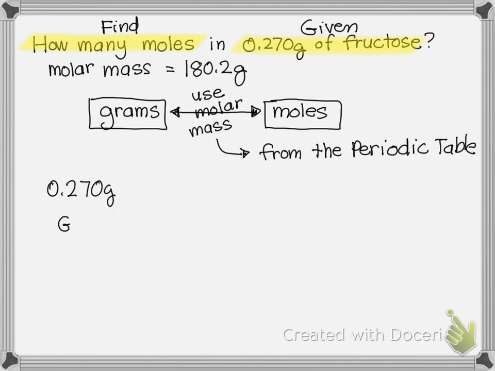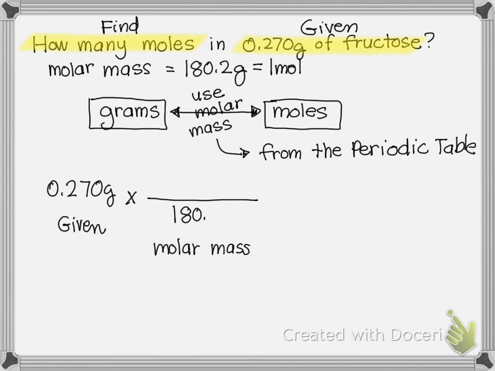So I can jump right into the problem. It's 0.270 grams of fructose. And then I'm going to use the molar mass that they gave me, which is 180.2 grams, and molar mass is always out of 1 mole. Since I was given grams, I'm going to write the 180.2 grams in the denominator and the 1 mole in the numerator. This is so my units of grams will cancel, and I'm left with moles.